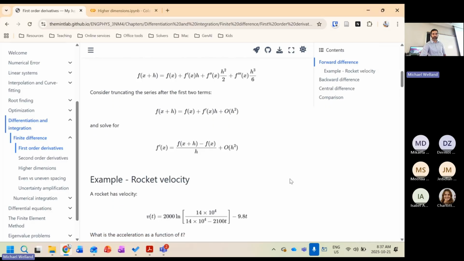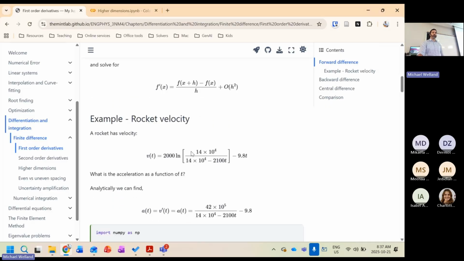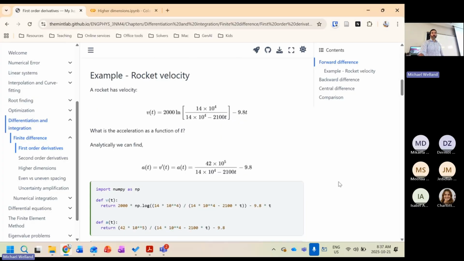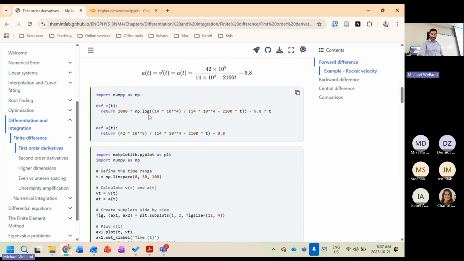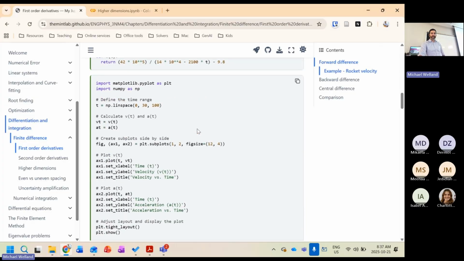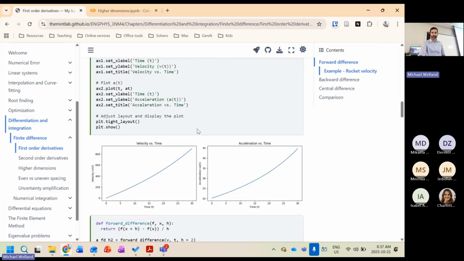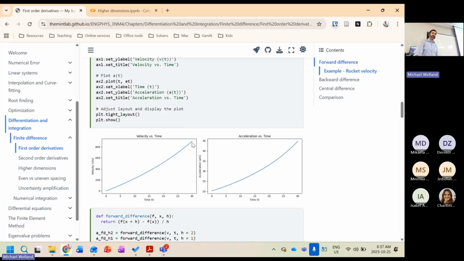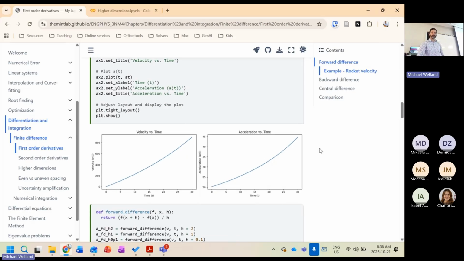And here's a nice example. Right, we've got a rocketry equation. We can calculate the analytic acceleration, right? This is for your velocity. We can calculate the analytic acceleration just by taking the derivative. No problem. This is our analytic formula, and then we can use that to kind of poke around and check what happens with the finite difference. So this is our velocity over time. This is our acceleration over time.